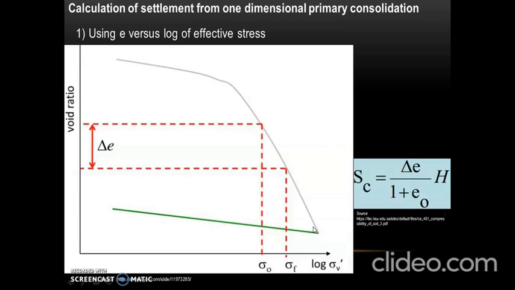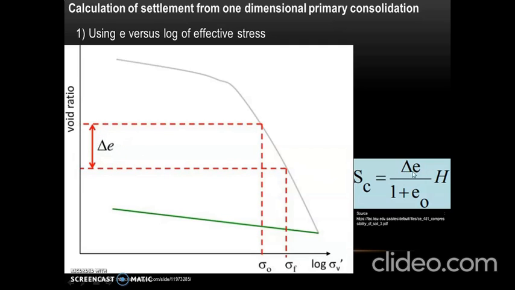On virgin compression line, let us select 2 points corresponding to initial effective stress, that is sigma naught dash or sigma naught, and the final effective stress, that is sigma f dash or sigma f. Let the voids ratio corresponding to sigma naught be e1 and voids ratio corresponding to sigma f be e2. So e1 minus e2 will be delta e, that is change in voids ratio.